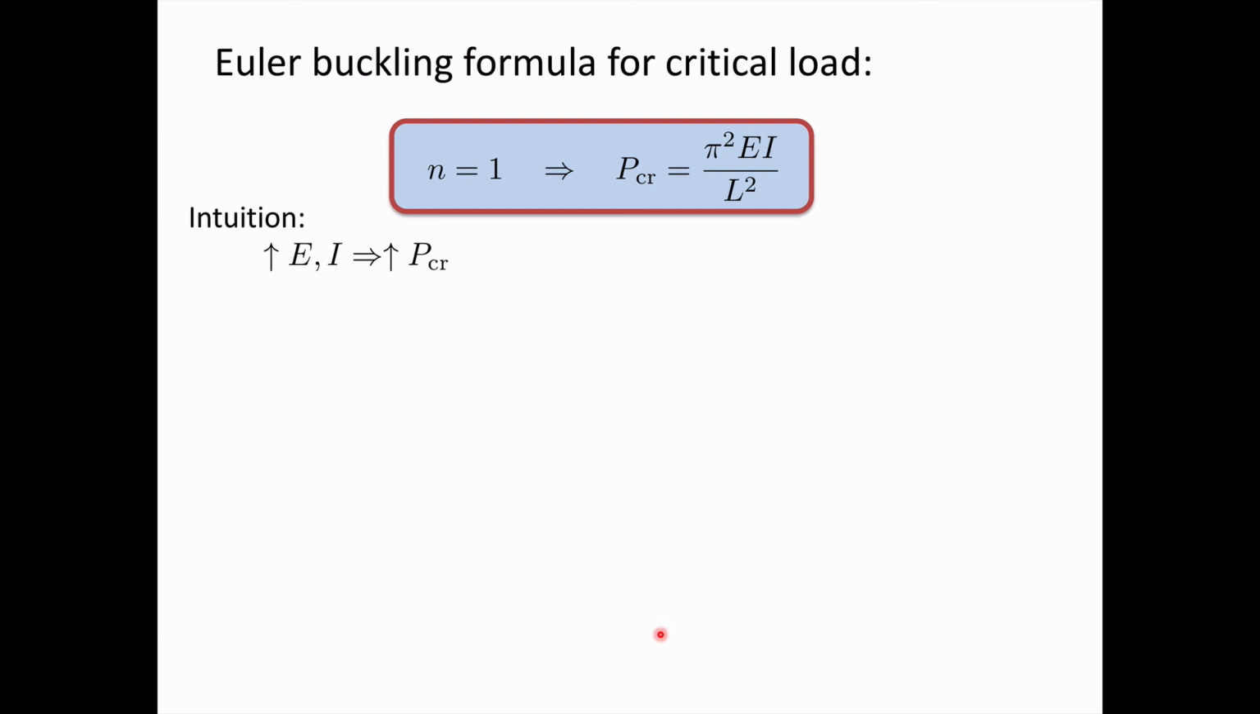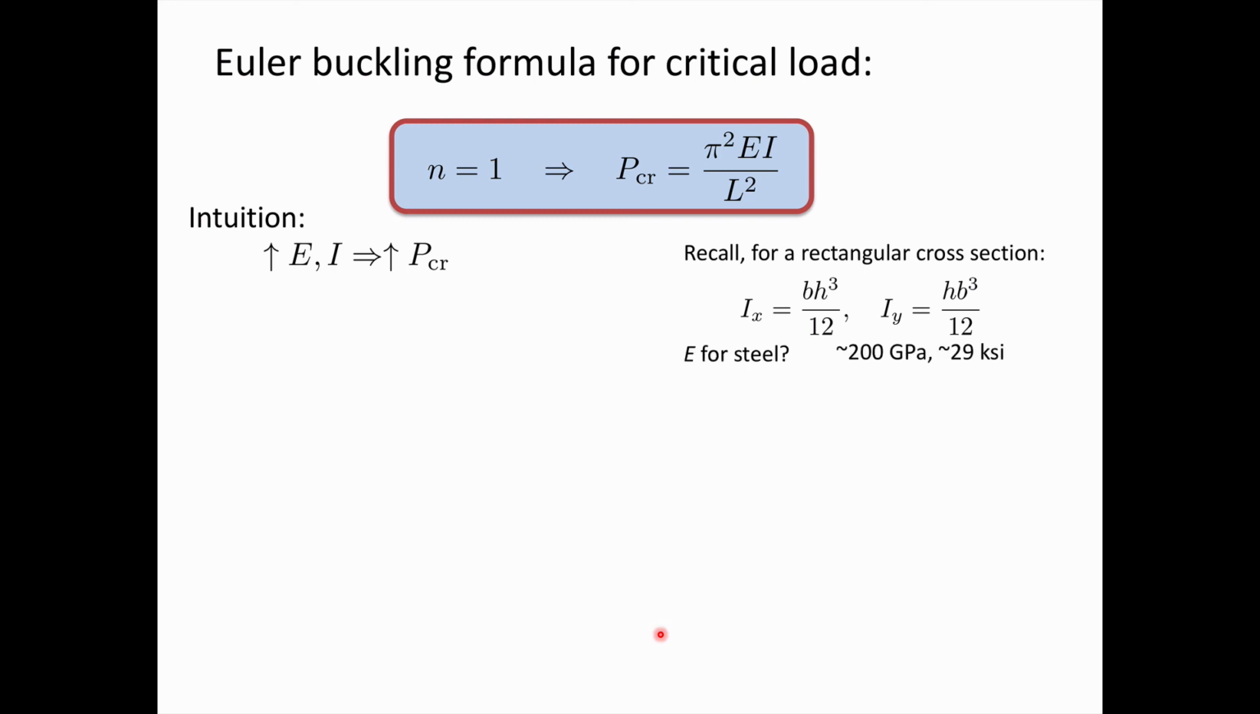All right, so here's a summary of this intuition. Increased stiffness or the area moment of inertia, that increases the critical load. And remember, for rectangular cross-section, here are the things that influence that. If we increase the base or the height, then that's going to increase the area moment of inertia.